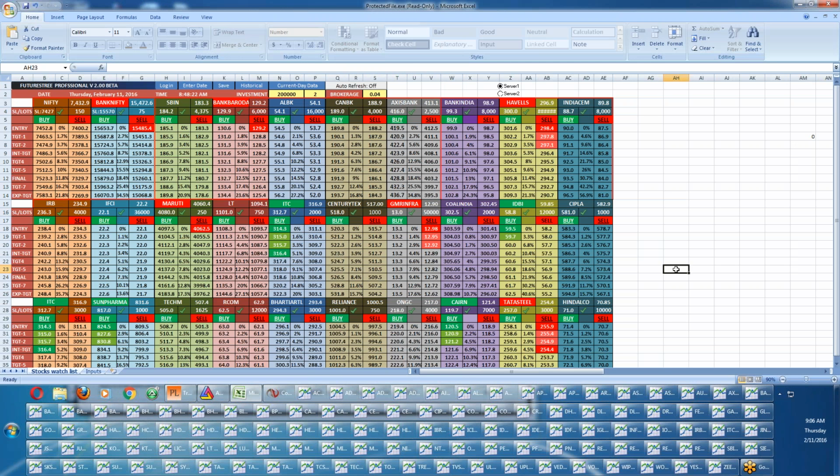And to give you a brief idea of what's happening in SGX Nifty, it's minus 52. You can get this information here in Moneycontrol.